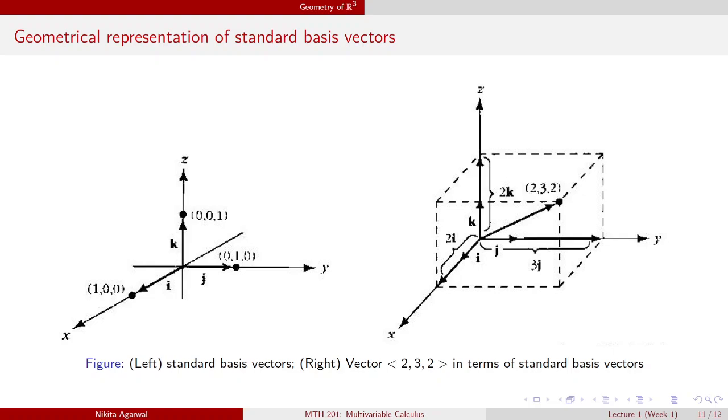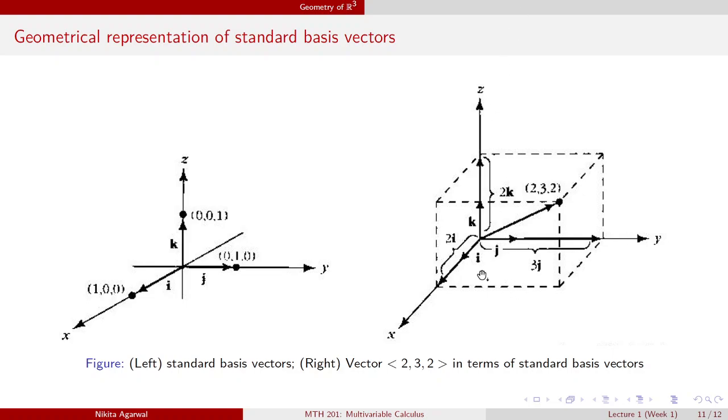And let us look at the representation of the vector 2, 3, 2, which is the vector starting at the origin and ending at the point 2, 3, 2, in terms of standard basis vectors. So how do you write them down? You know that this 2, 3, 2, what do they represent? They are nothing but distances from the origin along the positive x-axis, in this case the positive y-axis, and the positive z-axis.